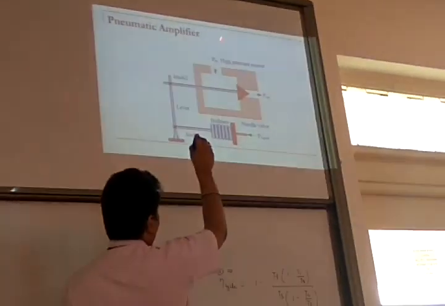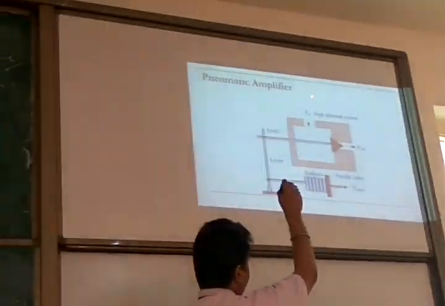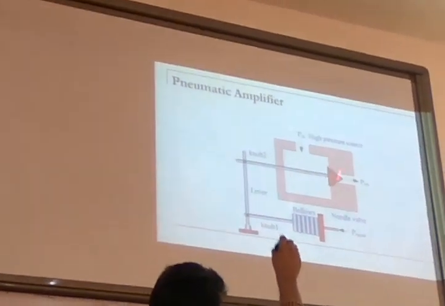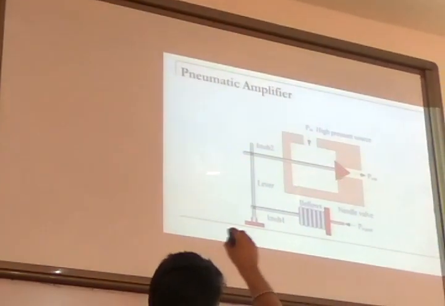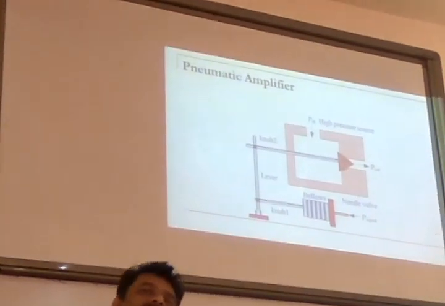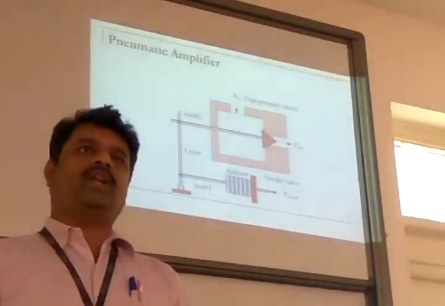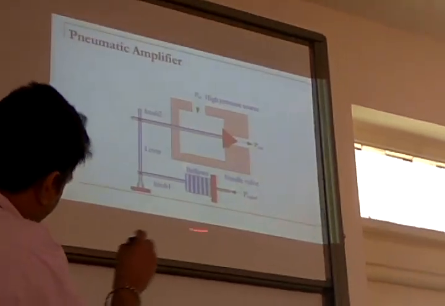Here I have a high pressure source through which the high pressure air is coming inside. Initially it is completely closed. Now the valve opens. Because of opening, the output pressure is going outside. This is the working of this structure.